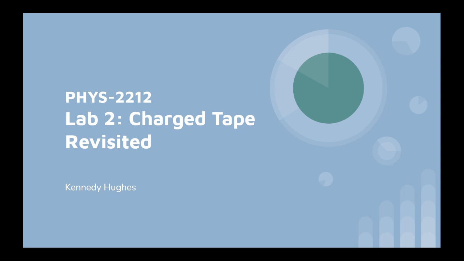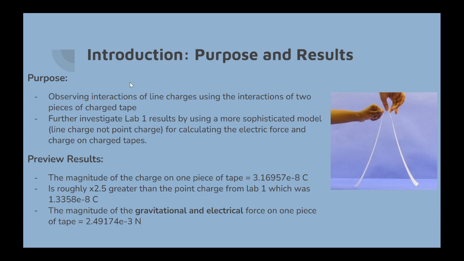This is Lab 2, Charge Tape Revisited. Our purpose in this lab is to observe the interactions of line charges using two pieces of charged tape. We're going to further investigate Lab 1 results by using a more sophisticated model for calculating the electric force and charge on charged tape. So we're going to use line charge instead of point charge this time.